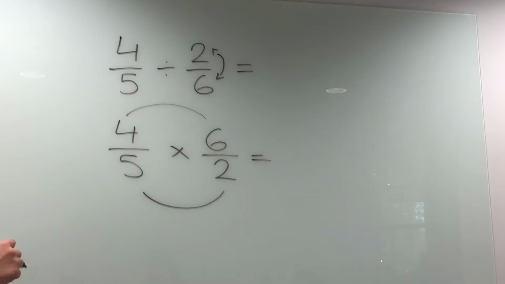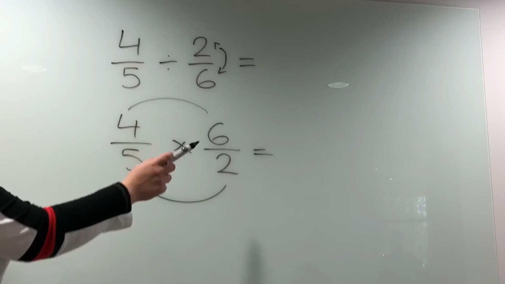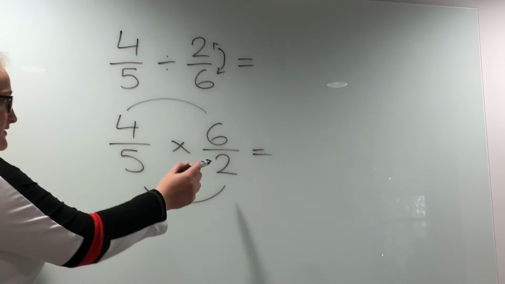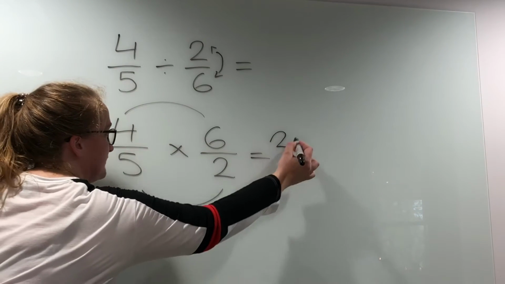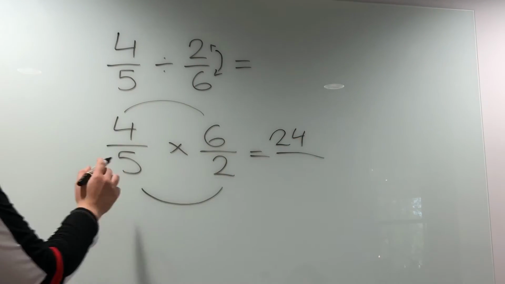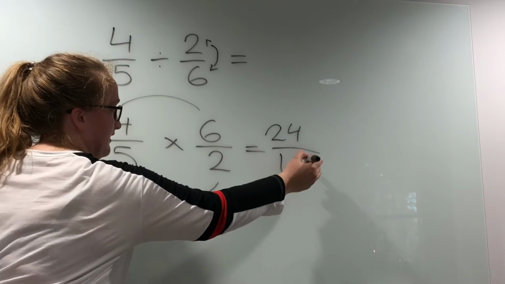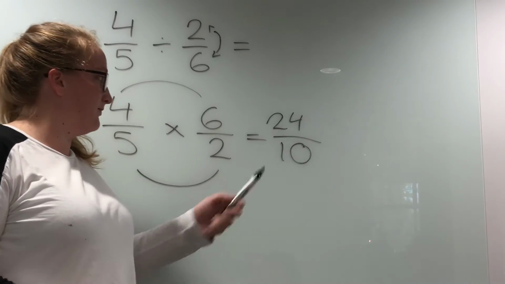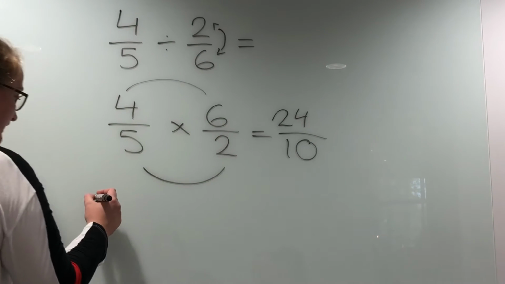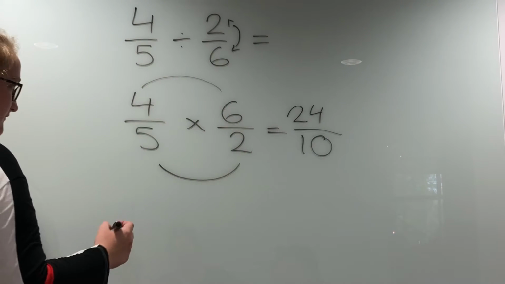So, just like the other times, we're going to times both of the numerators together and both of the denominators together. So I know that 4 times 6 is 24, and that 5 times 2 is 10. So, this has now left us with an improper fraction. So we're going to go back to converting these into mixed fractions.